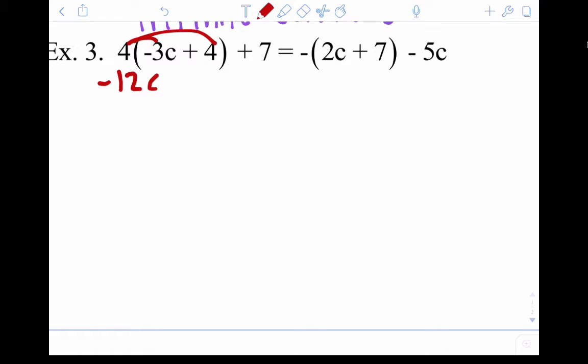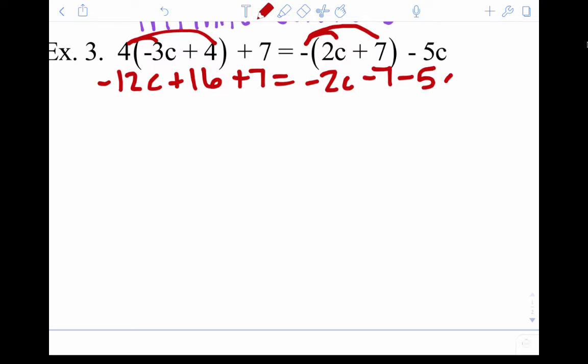So I get negative 12c plus 16 plus 7. And then I need to make sure to distribute that negative to every part of the parenthesis. So that's negative 2c minus 7 minus 5c.